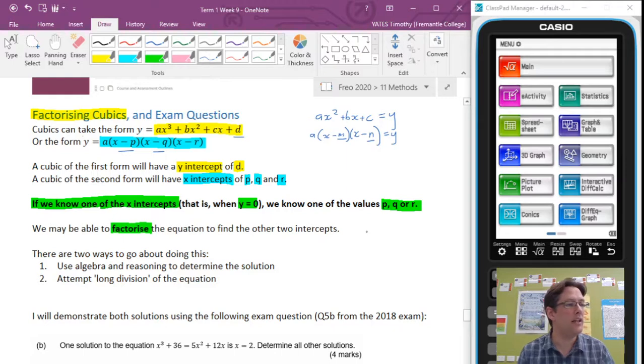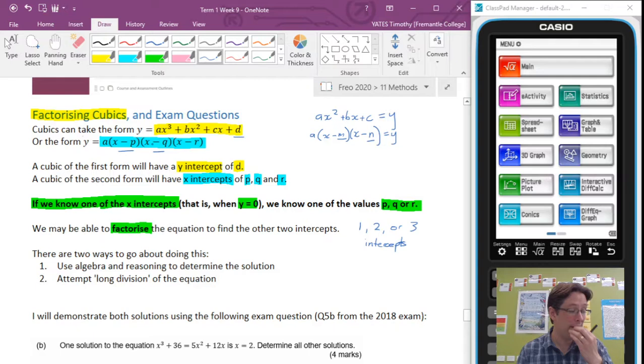Now there may only be 1, 2, or 3 intercepts in a cubic. There doesn't have to be 3 every single time. There can just be 1 or 2 intercepts. But if we can factorize it, then we can prove that it's got up to 3 different intercepts.